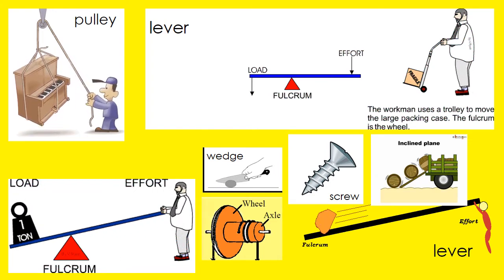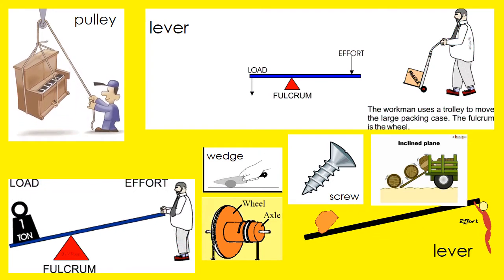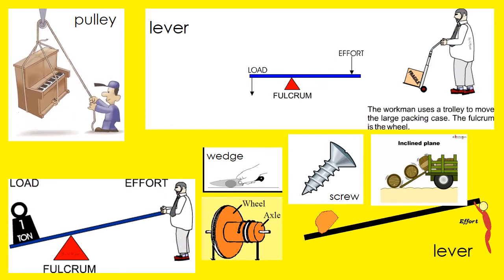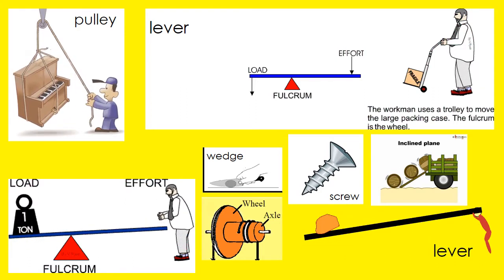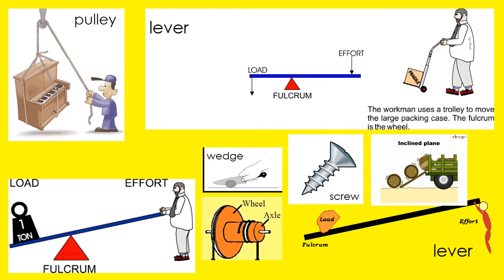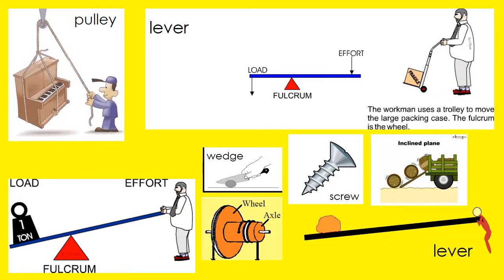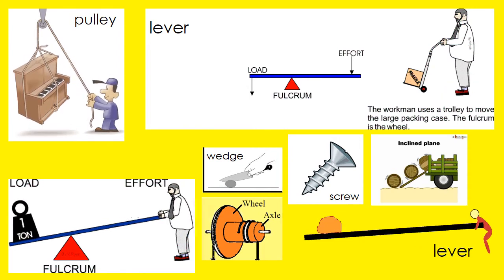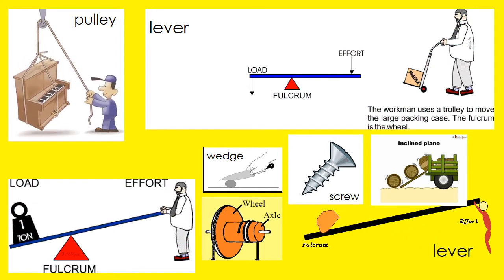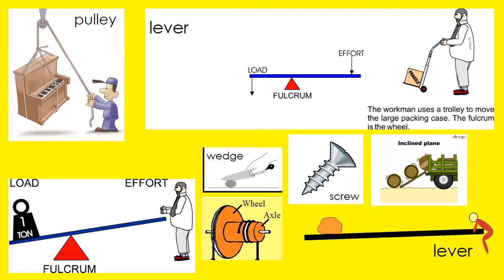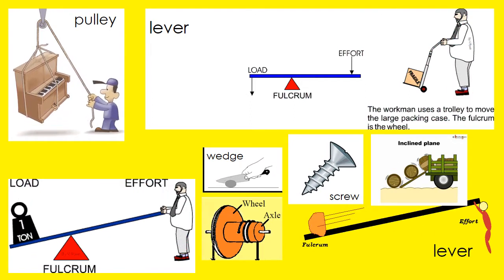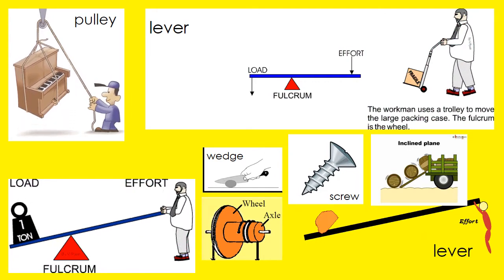You can see the picture looks like this. There's the load. The load is supposed to be at the bottom there with the packing cases. And then the effort is up here where his hand is. And in the middle you have the fulcrum. The fulcrum is the wheel. So load, fulcrum and effort. Say load, fulcrum and effort.